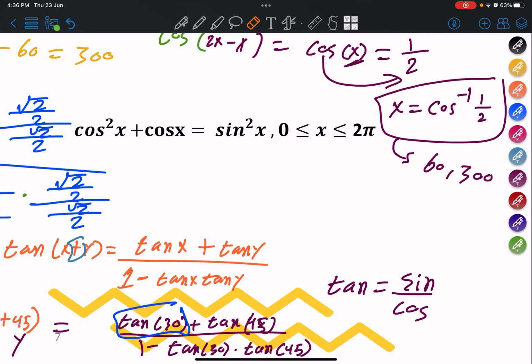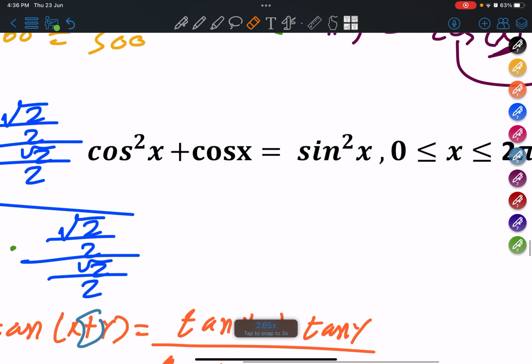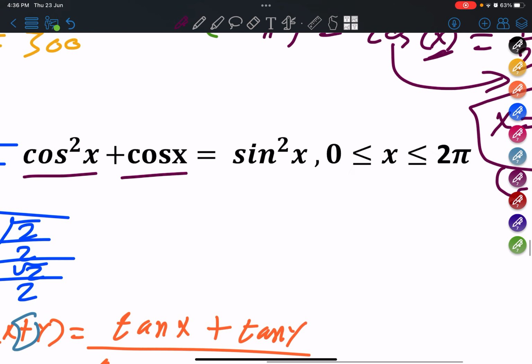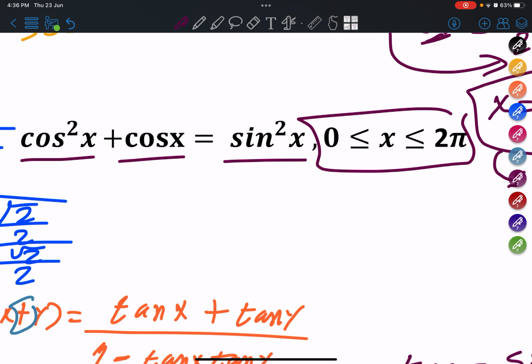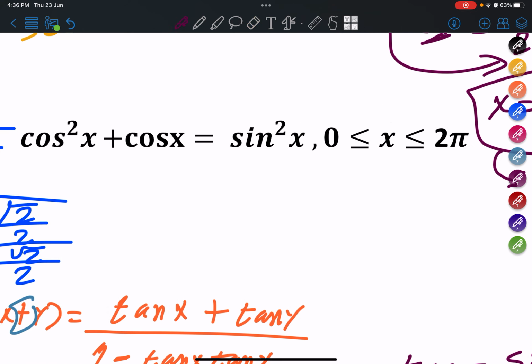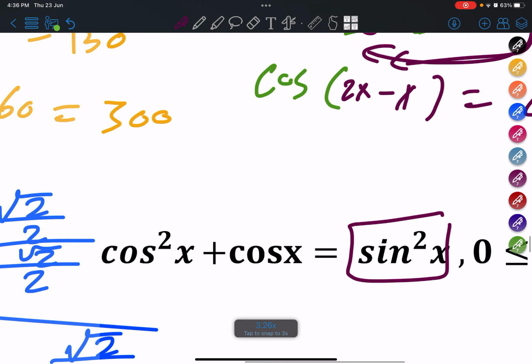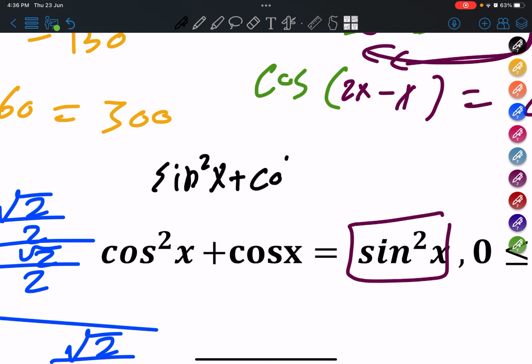Finally, to the last question. Yeah, it is the last question. So we have cosine 2x plus cosine x is going to equal sine squared x, and they're giving us the domain of 0 to 2 pi. First of all, our first step will be converting this into cosine. How will we do that? Well, if you remember, I said that sine squared x plus cosine squared x is going to equal 1.